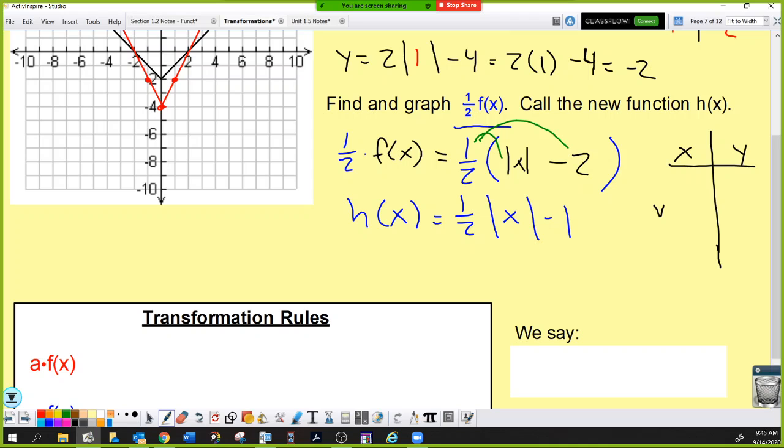Yes, v is vertex. What number do I have to plug in on the inside to get a 0? Inside, 0. It's the only thing that's in there, so 0. And the number to the far right is now a -1.